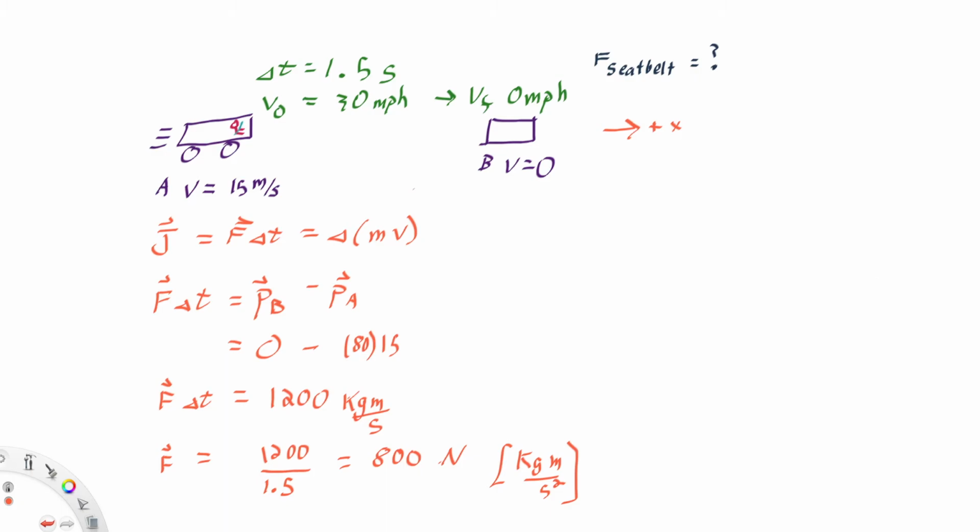Okay, any questions or comments on this example here? You're right, there should be a negative sign. The negative sign for momentum just indicates direction. So to the right is the positive direction, and to slow us down, our seatbelt must have exerted a force to the left.